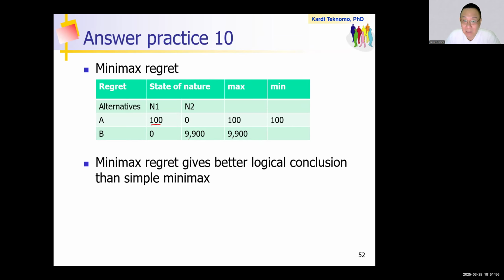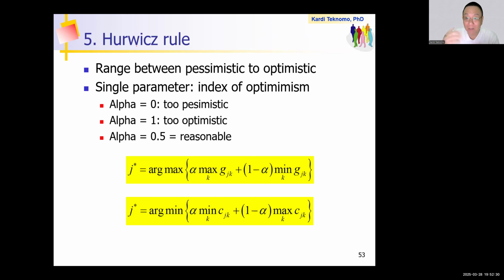The last criterion that I want to discuss with you before we end is Hurwitz. I gave you an assignment in Moodle, so please do it so that you can practice more. So what is the Hurwitz? Hurwitz is based on minimax, maximin, maximax and minimin. He generalized the first 2 criteria, so it will range between pessimistic and optimistic.